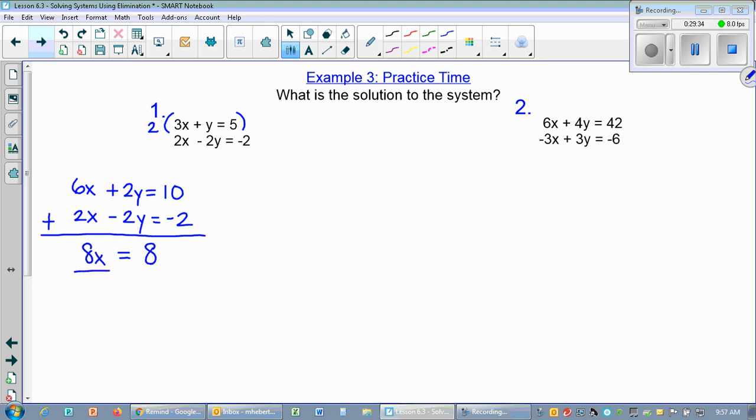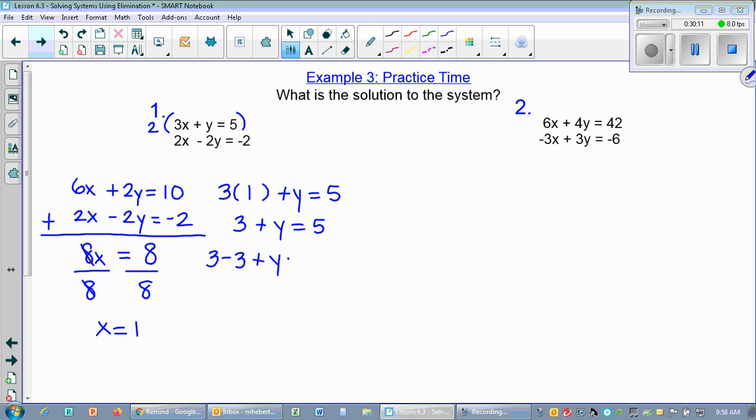I will now divide each side by positive 8. 8 divided by 8 leaves me with 1x, and 8 divided by 8 is 1. I will now substitute into the first equation. So I have 3 times my x value that I'm going to substitute in, plus 1y is equal to 5. I'll replace my x with a 1. 3 times 1 is 3, plus 1y is equal to 5. I want to get the 1y all alone, so I do the opposite of a positive 3, which is a minus 3.